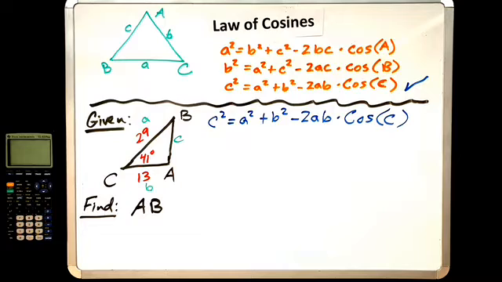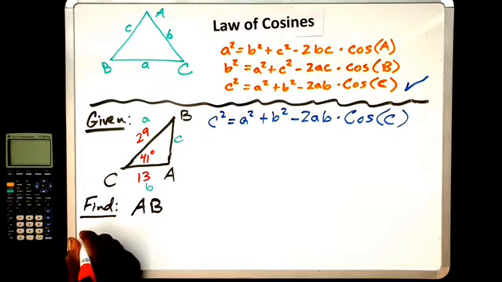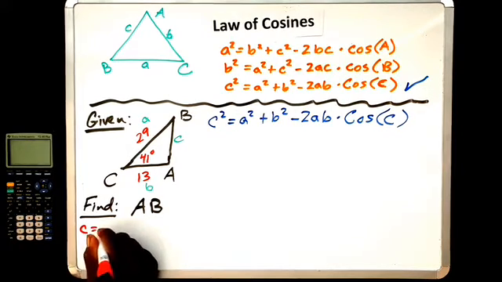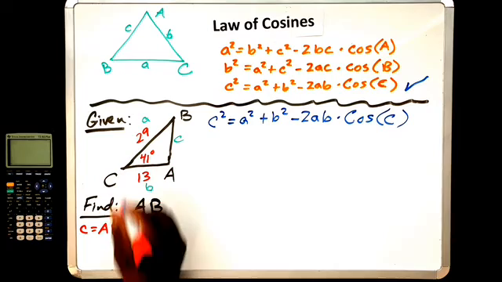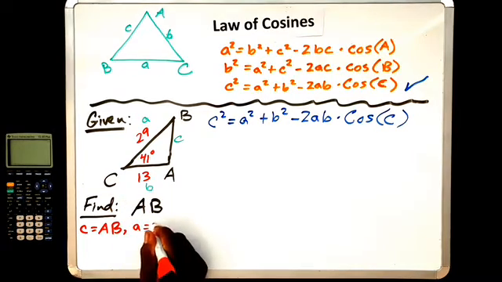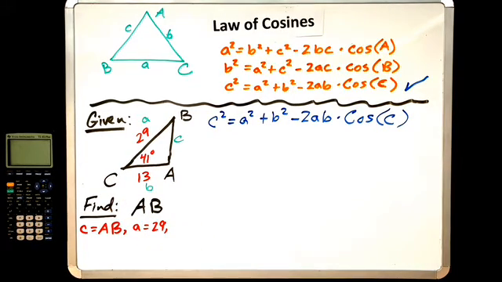But before we do that, down here I'm going to write what everything is equal to, before we go ahead and substitute. That makes the math a little easier, so we avoid cognitive overload. So we know that c is equal to segment AB right here. We know that a equals 29. Good. We know that b equals 13.